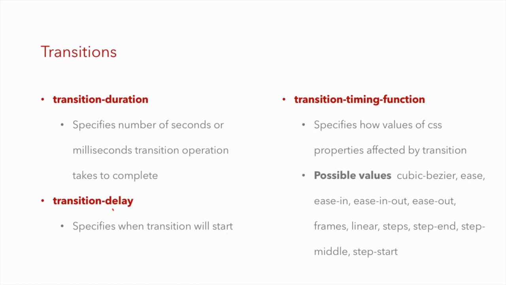Then we have transition-timing-function. This specifies how CSS properties will be affected by the transition. Possible values are cubic-bezier. Cubic-bezier is a function, so we will see this in detail when we do the coding session. And these are a few keywords. These are basically transition effects. We can say that the transition will be performed in this manner.